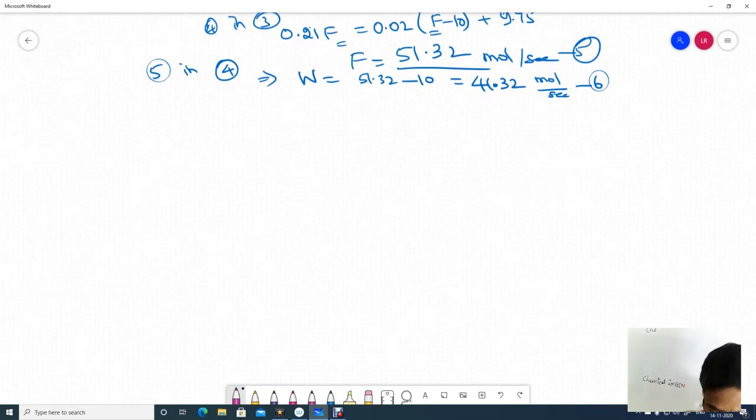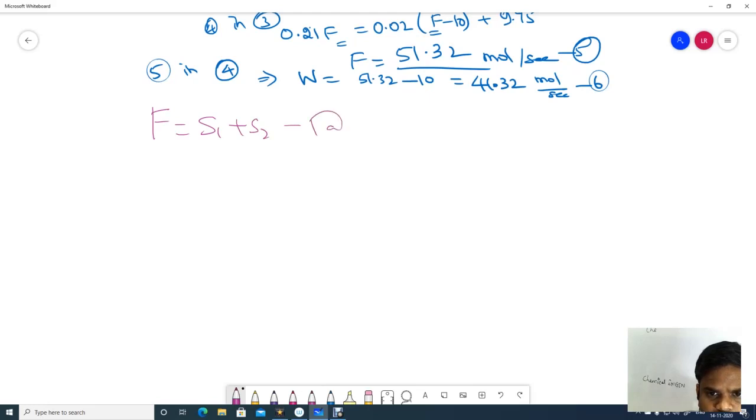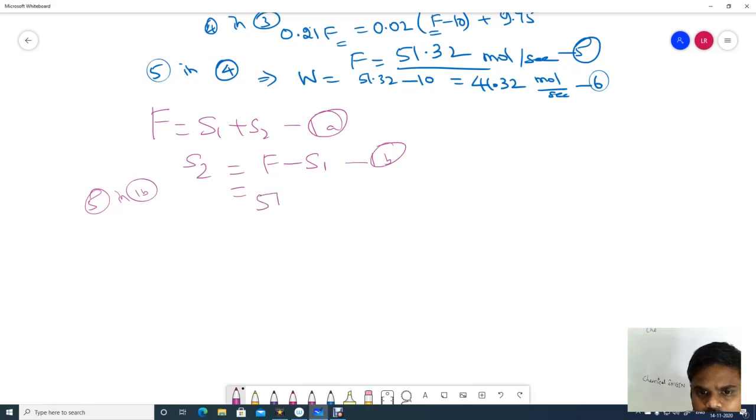Earlier we have F equal to S1 plus S2, which is 1A, right? So we can write S2 equal to F minus S1. Okay, so what is the F value? The F value we determined from 5, let it be 1B. Substituting 5 in 1B gives S2 equal to 51.32 minus S1. Let it be equation number 7.